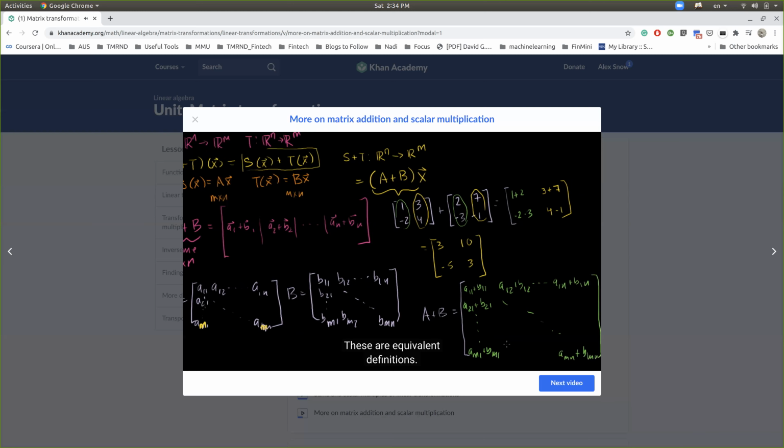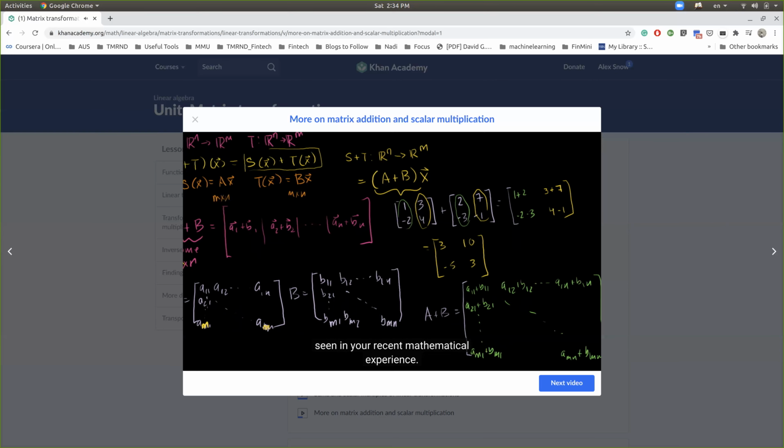This takes a lot less space to write. I felt comfortable doing it because we've already defined vector addition. But it essentially boils down to you just add up all of the corresponding entries. That's all matrix addition is. It's probably one of the simplest things that you've seen in your recent mathematical experience.